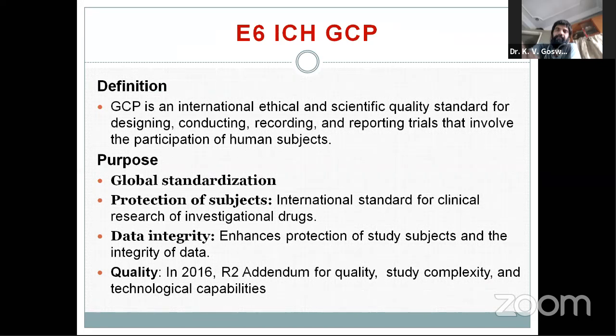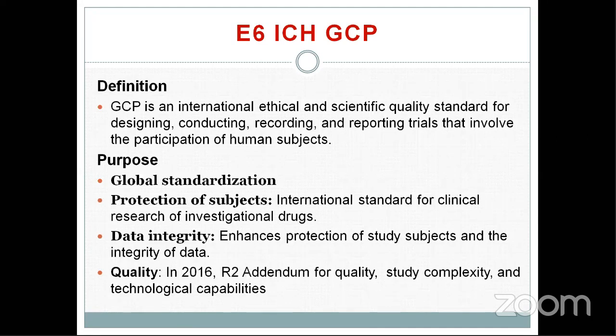The definition, again, I'm repeating this, but I wanted you to take home that it is an international ethical and scientific quality standard for designing, conducting, recording, and reporting trials which involve human subjects. And the purpose is global standardization. The FDA has its regulations, and in India we have the DCGI regulations, which are only applicable locally. Though we follow the ICH guidelines, we are still obliged to follow the local regulations if we decide to launch the product in the market. So the purpose is global standardization, the protection of subjects, and data integrity and quality.